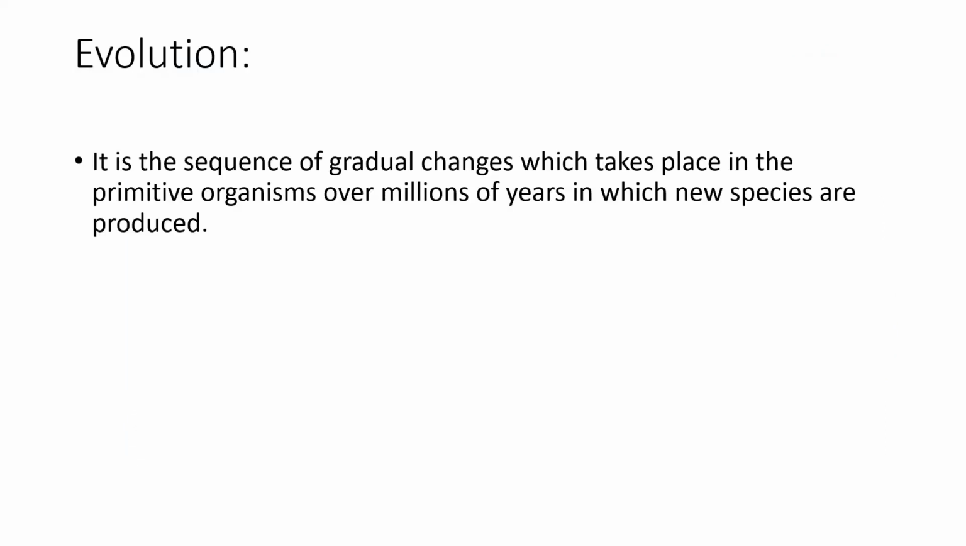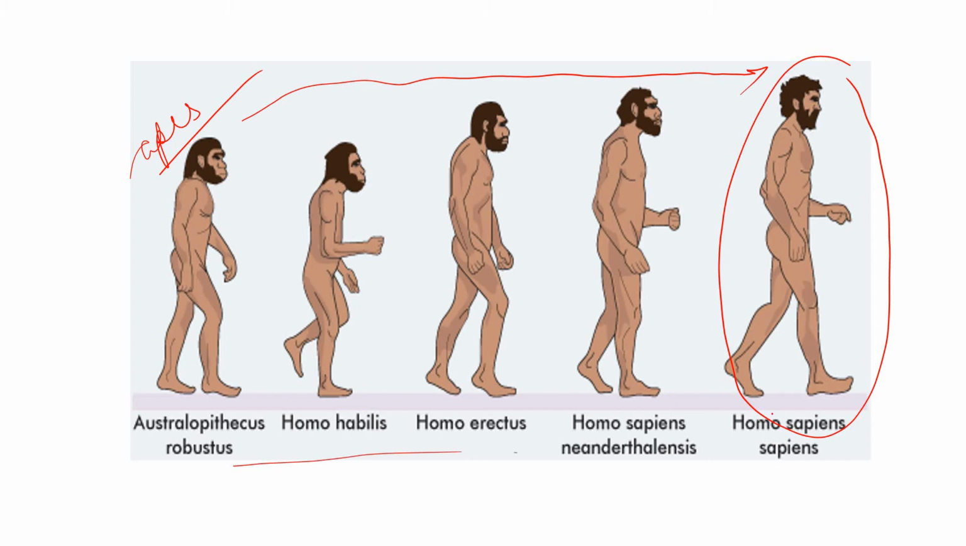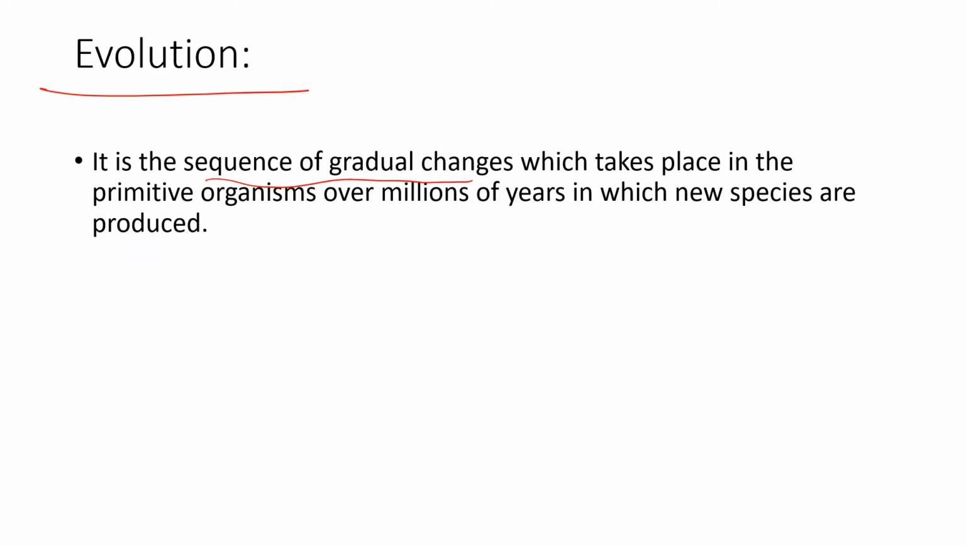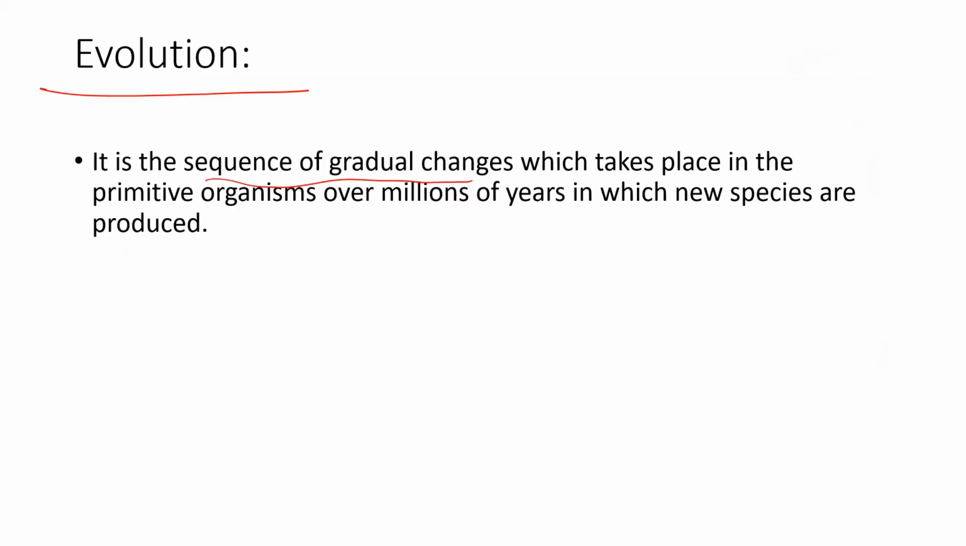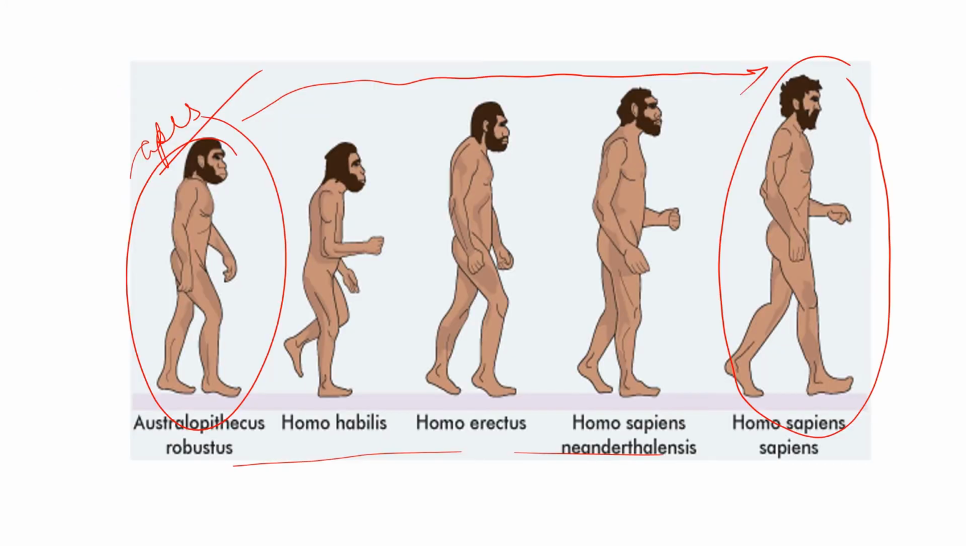Okay, so let's see the definition of evolution. It is the sequence of gradual changes which takes place in the primitive organisms over millions of years, in which new species are produced. Let's see sequence of gradual changes. Here we can see it gradually changing. This is a primitive organism, and evolution has taken place over millions and millions of years, in which new species are produced.